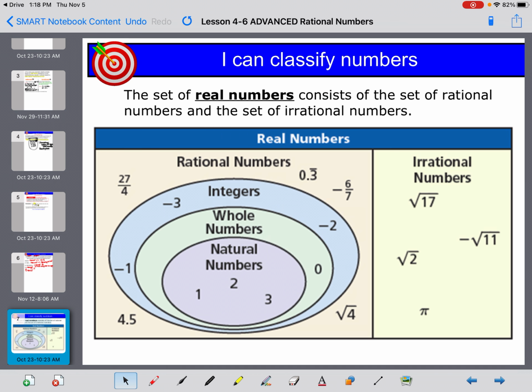Let's try this. Here is a set of all of the real numbers in the world. It's kind of like if you were in science, this would be all the animals, here would be all the vertebrates, here would be all the invertebrates. In math, we have all of the real numbers. Any number that could be on a number line. We have rational numbers, meaning they have a fraction form. And we have irrational numbers that don't.